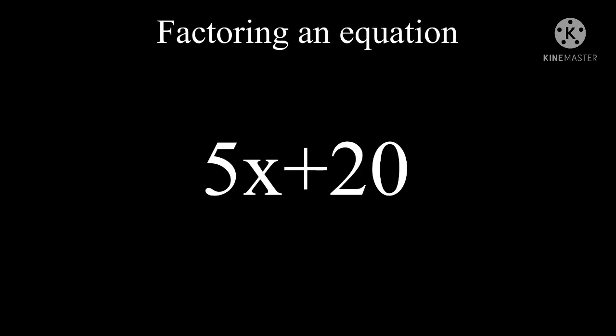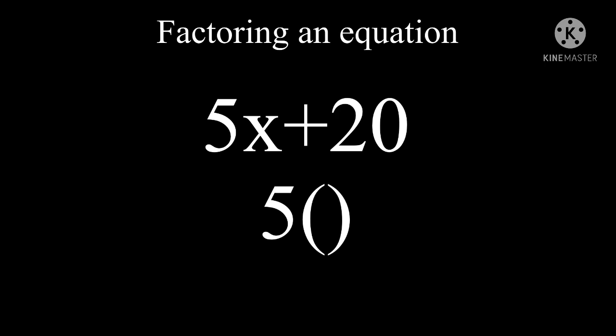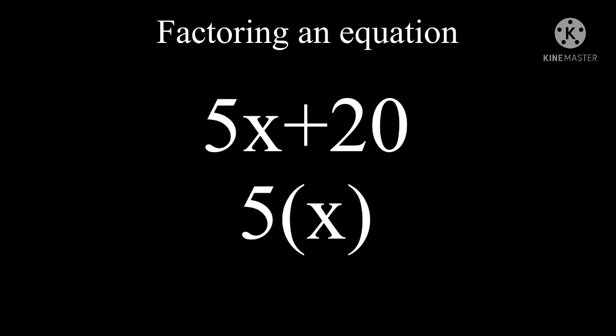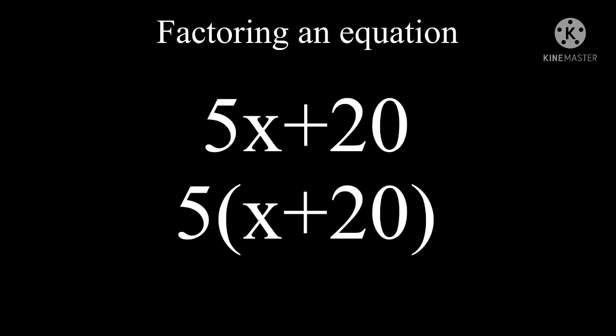Now, on to factoring an equation. Let's factor the equation 5x plus 20. So first, we need to find all of the terms that we will use. So we could use 5 as our first term, x as our second term, plus as the operator, and 20 as our third term. There is a problem though.